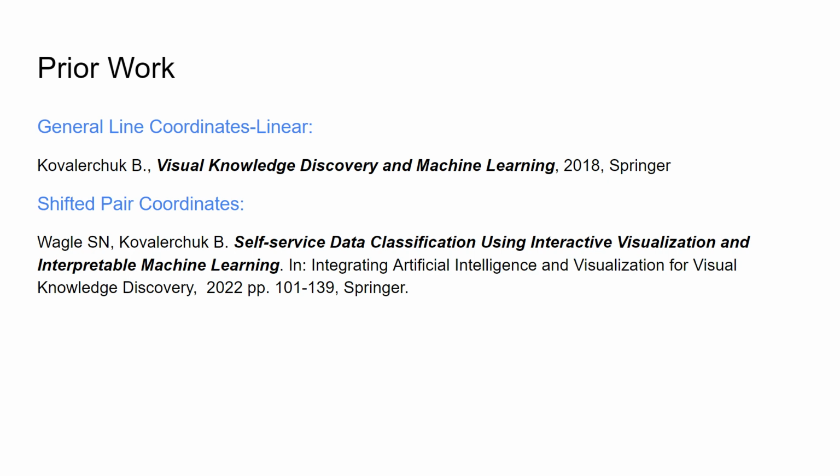But before getting into our work, let's go over some prior work fundamental to our project. First we have the general line coordinates linear, written by Dr. Kowalczuk, in the Visual Knowledge Discovery and Machine Learning textbook. And then we also have shifted paired coordinates in the self-service data classification using interactive visualization and interpretable machine learning paper.